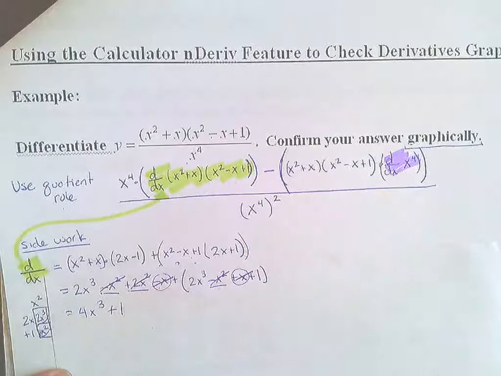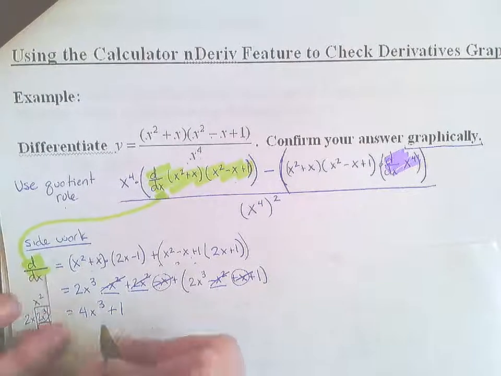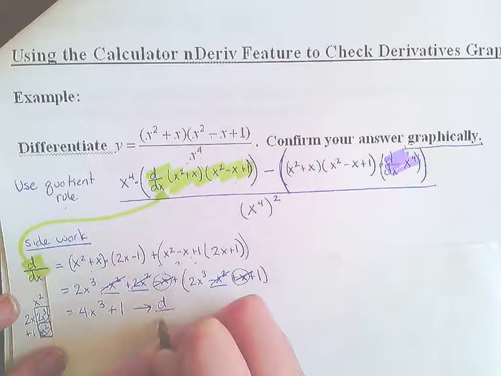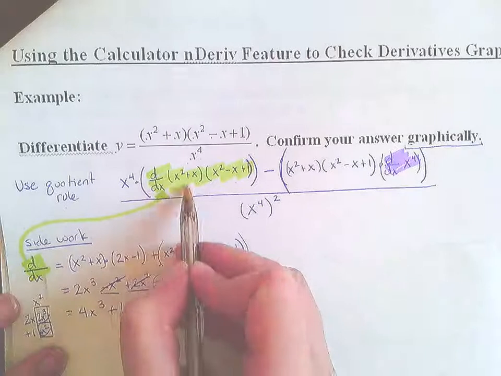Now this is not like the h's where this will always happen, okay? So don't think that it does. So this right here is the derivative for this guy.